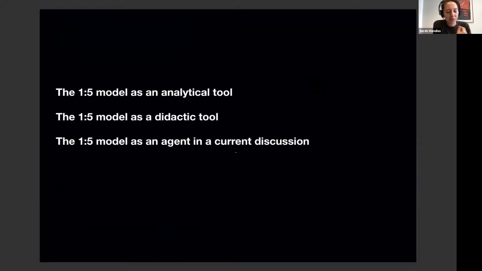Firstly, we wanted to explore the model as an analytical tool. And within the project, we wanted to focus the attention on the experience of the museum as a physical and intimate encounter with the building. We considered different scales for this exercise, and each of these scales would entail a slightly different way of looking.